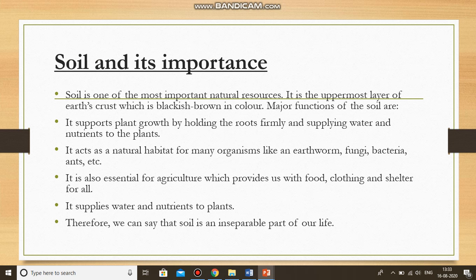If you see the major functions of the soil, it supports plant growth by holding the roots firmly and supplying water and nutrients to the plants. It acts as a natural habitat for many organisms like earthworms, fungi, bacteria, ants, etc. It is also essential for agriculture. So we can see soil is an inseparable part of our life.